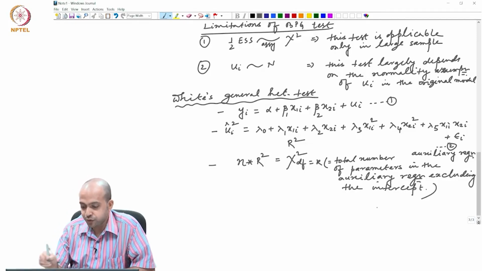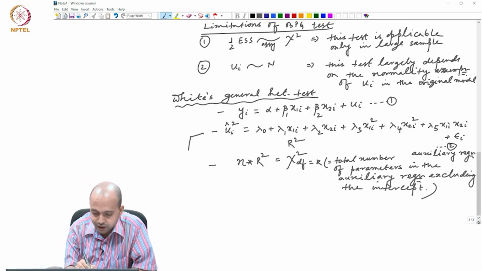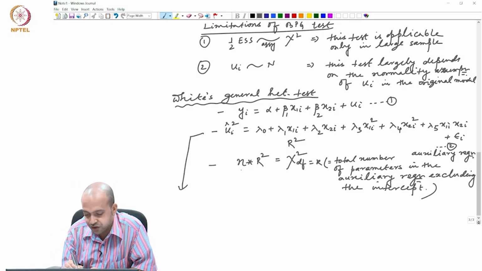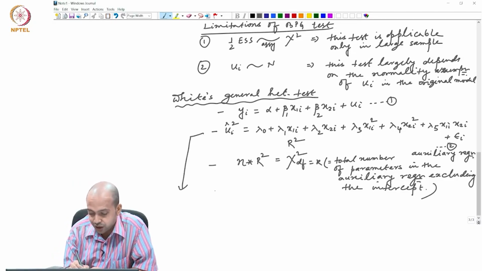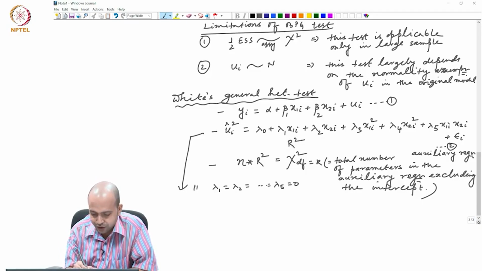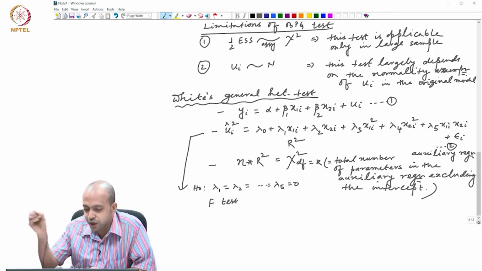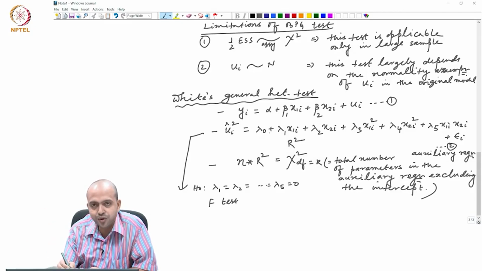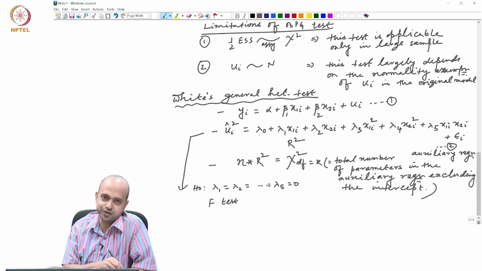Right. So, from the auxiliary regression, alternatively, instead of constructing n multiplied by R square, you can also test whether lambda 1 equals lambda 2 equals dot dot dot lambda 5 equals 0 or not. Let us say this is my null hypothesis. How will you do that? By F statistic. And if lambda 1, lambda 2, up to lambda 5 are all 0, then sigma square equals what? That means only lambda 0.